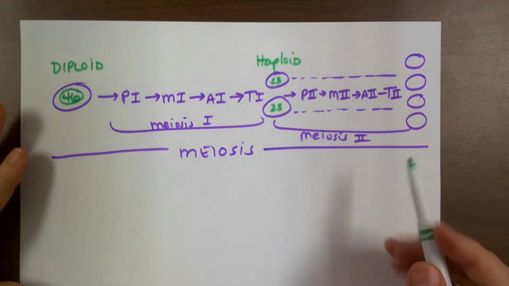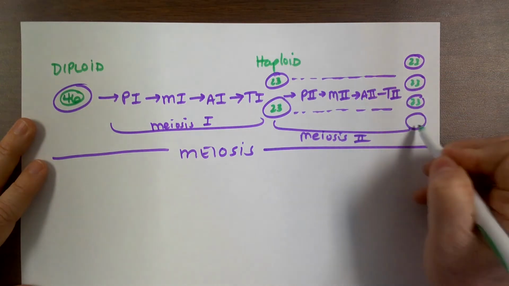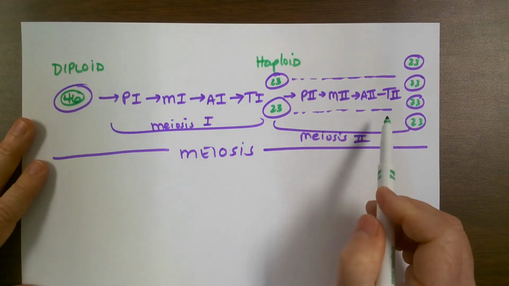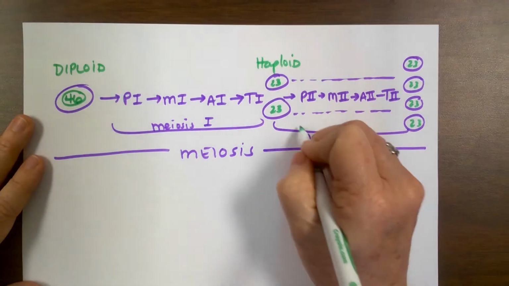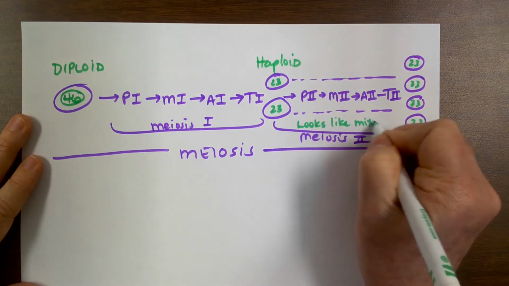And then the second division, it just makes an identical copy. Okay, so this is very similar to mitosis. So all the steps here look just like mitosis. Okay, so I'm going to write "looks like mitosis."